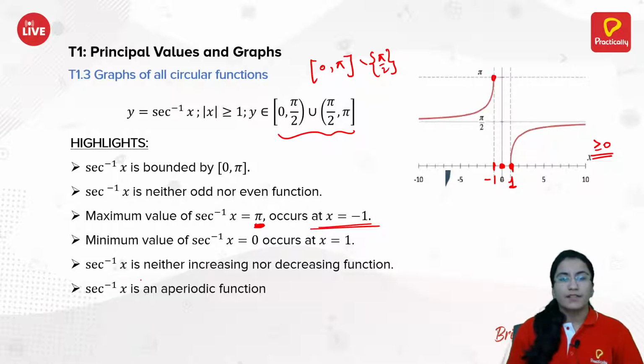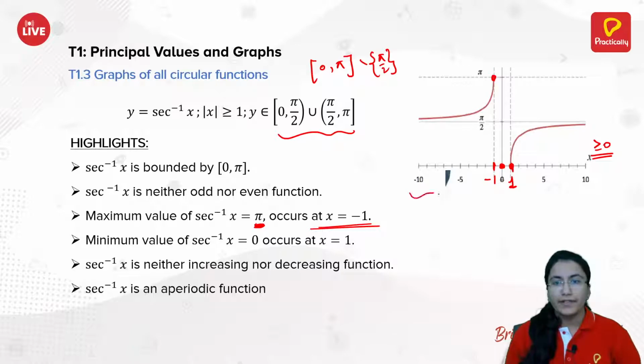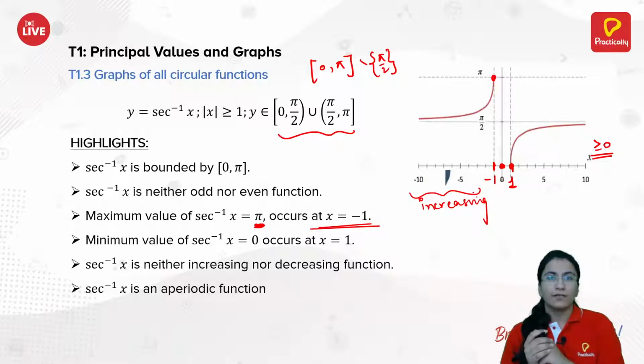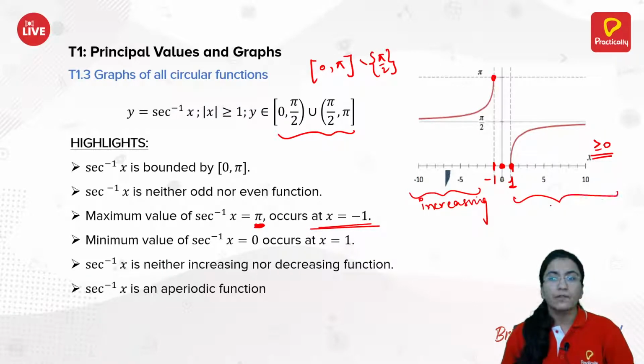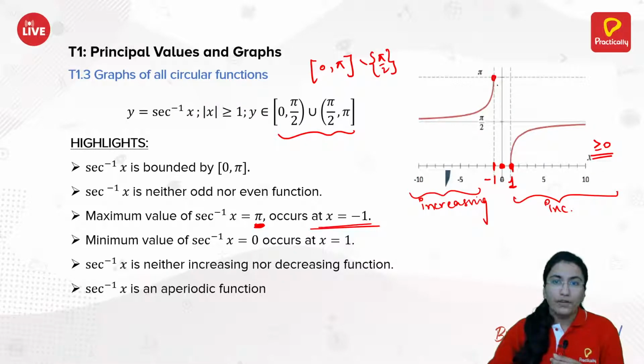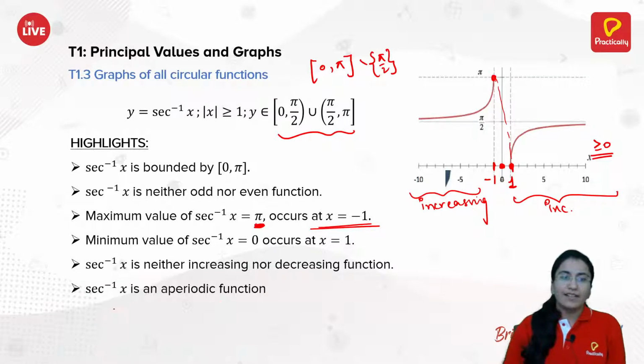Next, secant inverse x is neither increasing nor decreasing. If you see in two separate intervals, it is increasing in this interval from -infinity to -1. Again from 1 to infinity it is increasing. But in the complete domain you can't say that it is increasing, because here you have a fall in the graph, a fall of pi value. Next, secant inverse x again is not a periodic function.